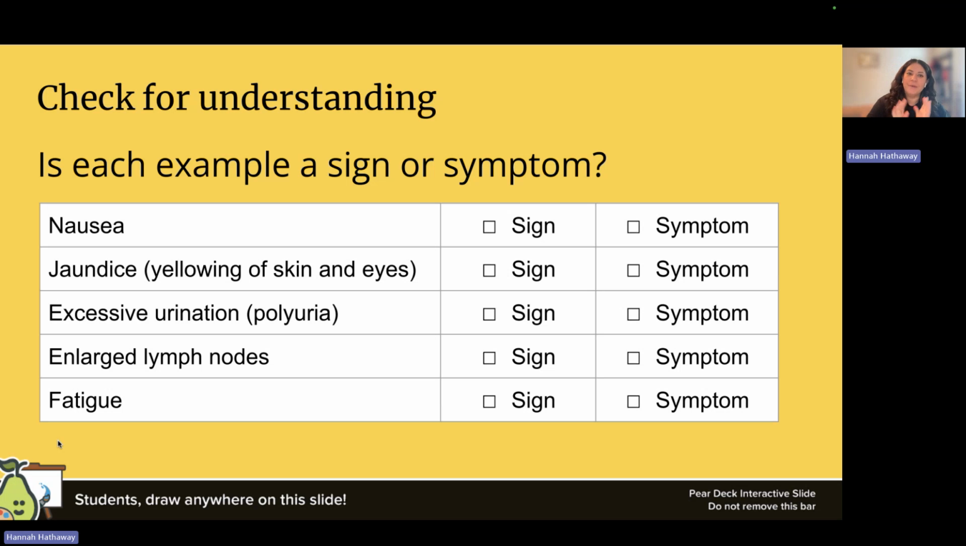Okay, so our first check for understanding is: is each example a sign or a symptom? Go ahead and pause the video and then unpause when you're ready to check your answer.